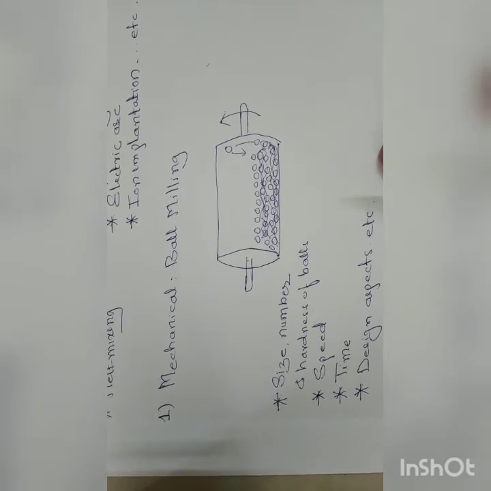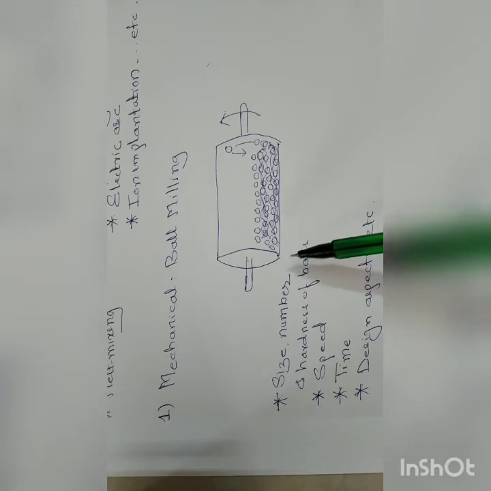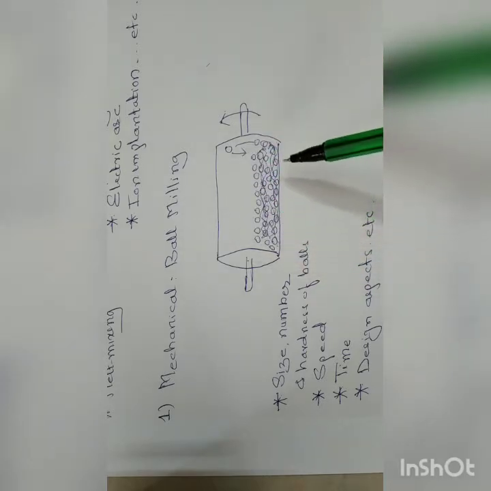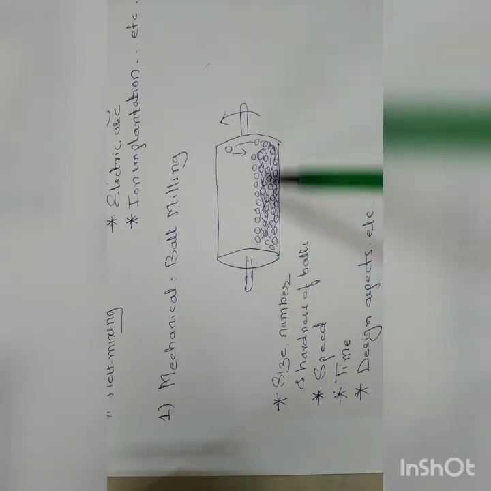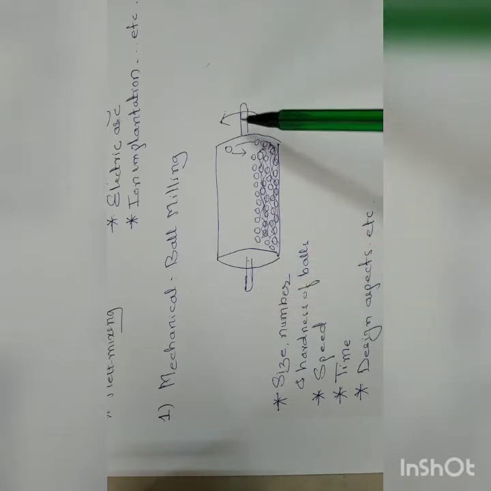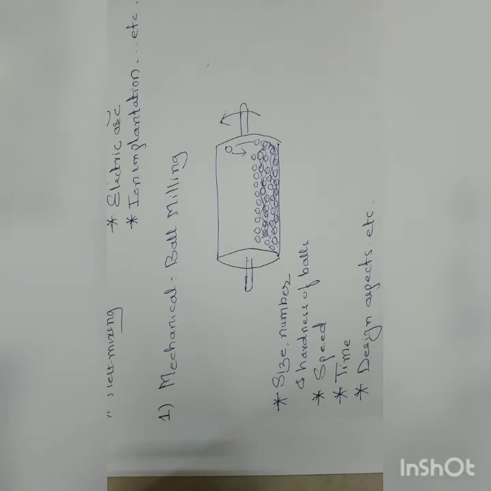So the first one is mechanical ball milling. As I said earlier, the basic concept of this technique goes like this. Imagine you have an empty drum which has a shaft on either side, which can be connected to a motor. I have shown an arrow here so that it can be rotated either clockwise or anti-clockwise. That doesn't make any difference.